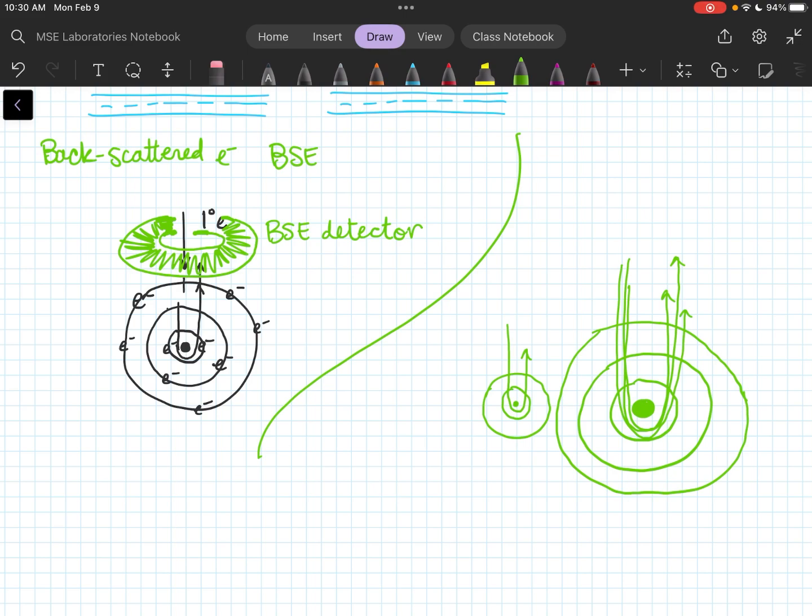So what our detector is now seeing is that these smaller atoms are going to be darker on the image, because there are fewer electrons hitting the detector from that element.